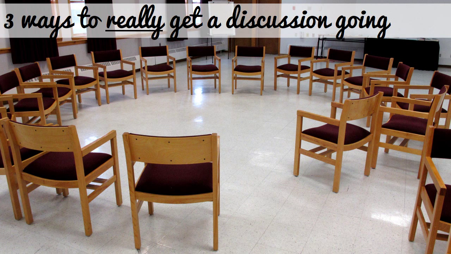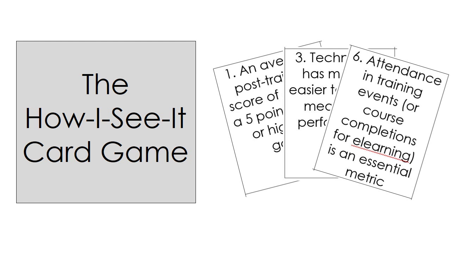Let's talk about 3 ways to really get a discussion going in your next training session. The How I See It card game is one of my favorite discussion activities of all time. You begin by breaking your learners up into small groups of about 4 or 5 people and giving them a series of cards with absolute statements on them. Something such as an average post-training score of 4 or higher on a 5-point scale is good.